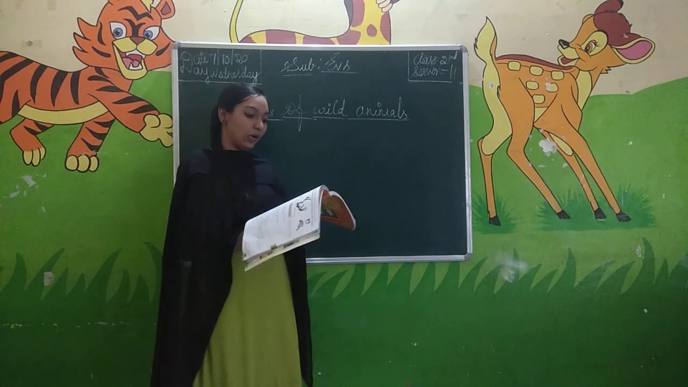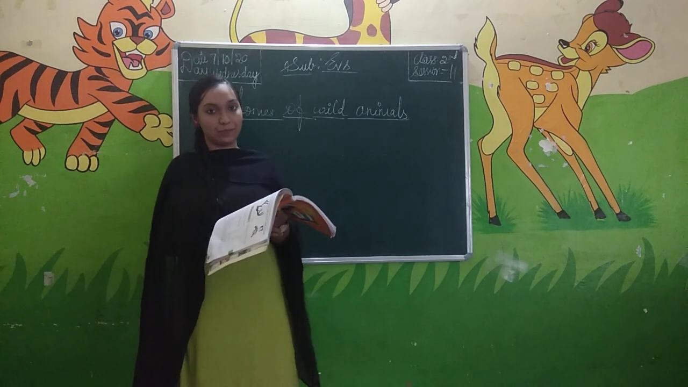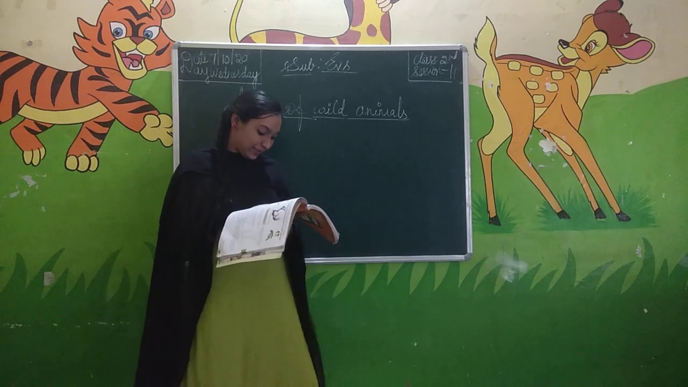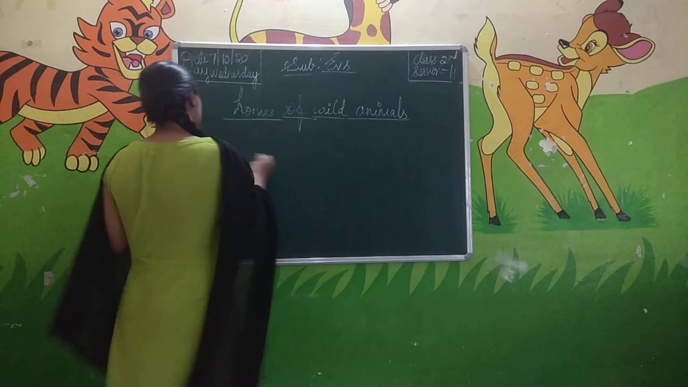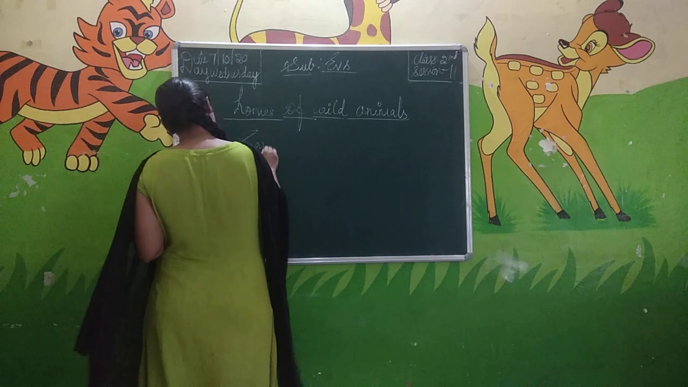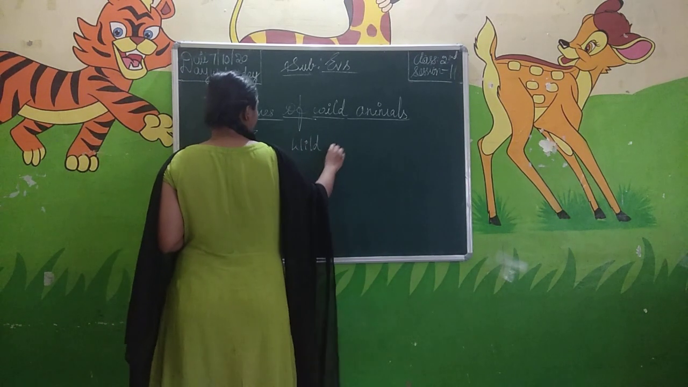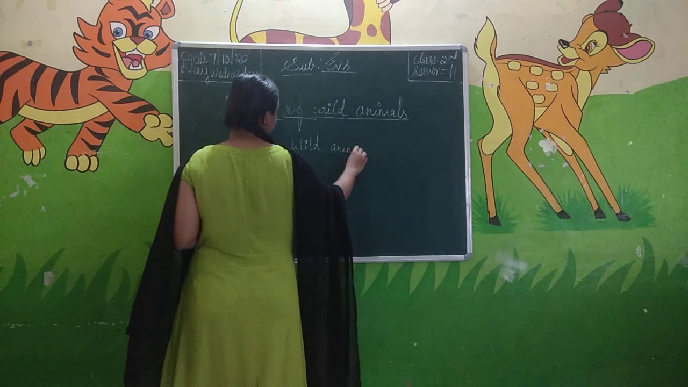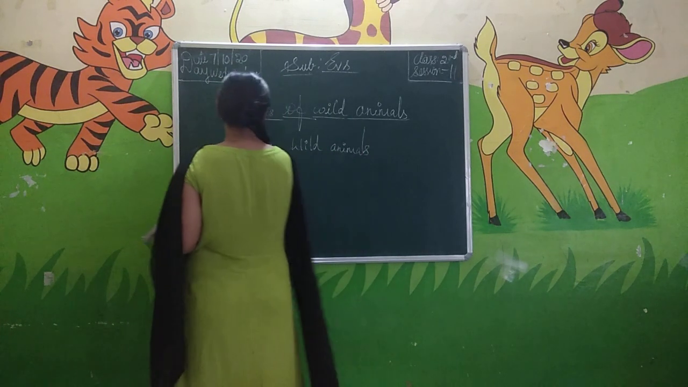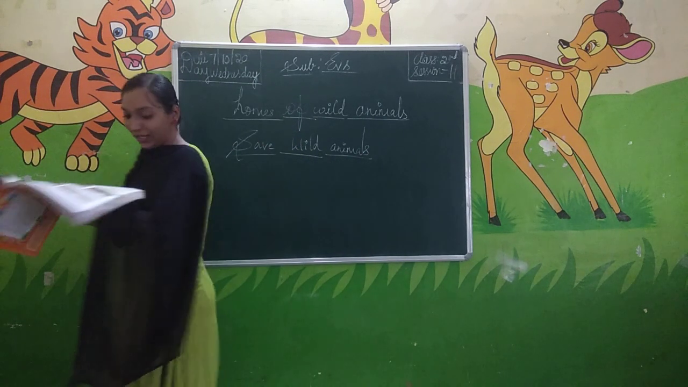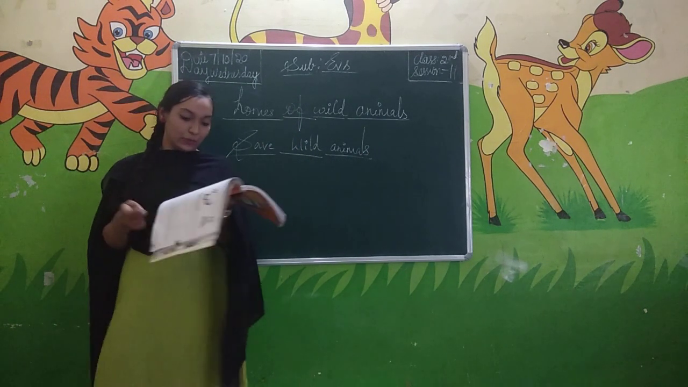So this is about the homes of the wild animals, where they are living and where they are not. Save wild animals. Next is about save wild animals. It means we have to save wild animals. Wild animals are in danger all over the world.